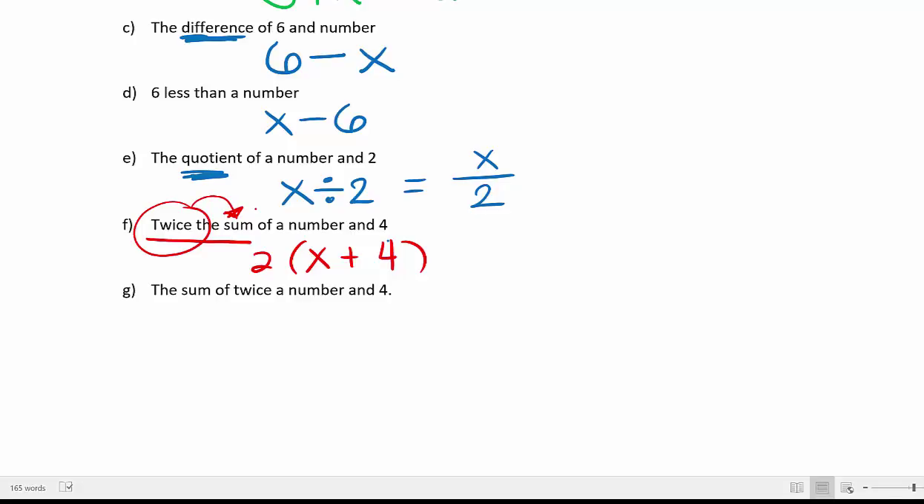Whereas in part G, it says the sum of twice a number. So in this case, the twice only applies to the x, only applies to the number. Okay, so part G says the sum, so I need a plus sign, of twice a number, that would be 2 times x, and 4. This time I don't use parentheses because the twice, the 2, only applies to the x. It doesn't actually apply to the 4.